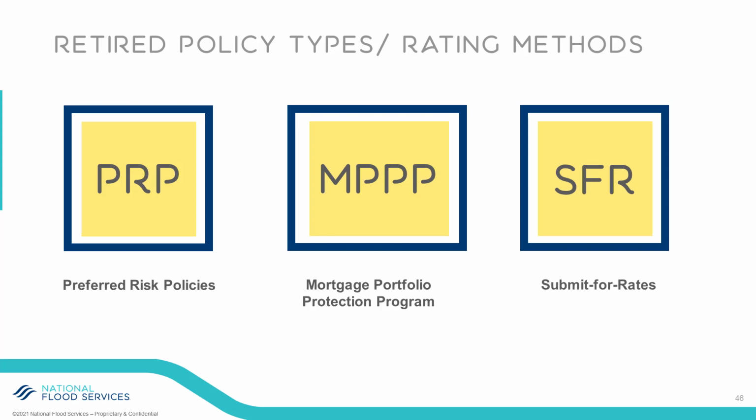Now let's talk about the MPPP policies. This won't have a big impact and will only affect about 100 policies. Many lenders started purchasing regular NFIP policies and not using the MPPP. Finally, submit for rate. I know that I'm going to get a lot of tears on this one, but because the rating system is now an algorithm, FEMA has yet to find a policy that can't be rated, negating the need for this special rating process.